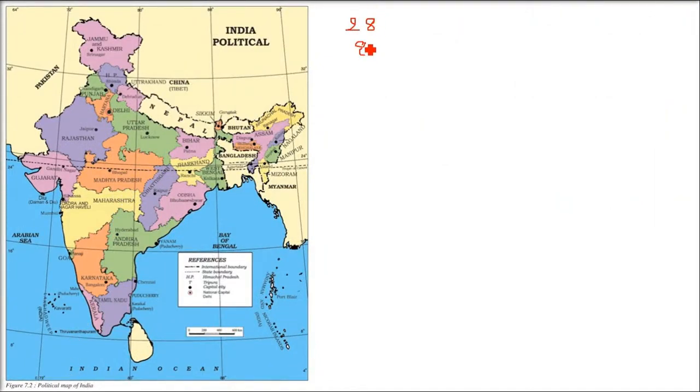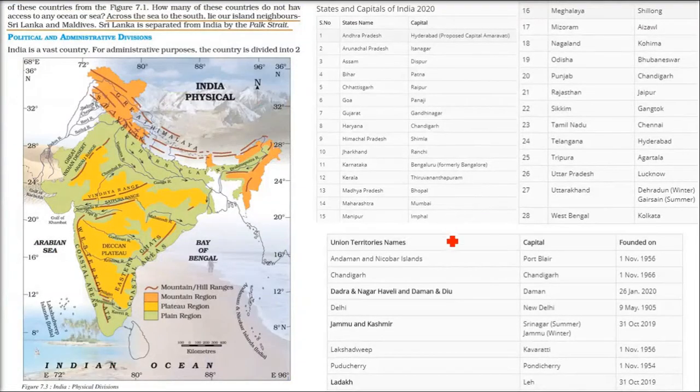Now we have 28 states, 8 union territories. You say, oh, my book is saying something else. Okay, let me tell you. Actually, in 2019 and 2020, our government has come, which is the BJP government, and they have a certain agenda, some manifesto. So they changed the physical things. What they did, Dadra, Nagar Haveli and Daman Diu were combined. It was made on 26 January 2020. Now they are a single union territory.